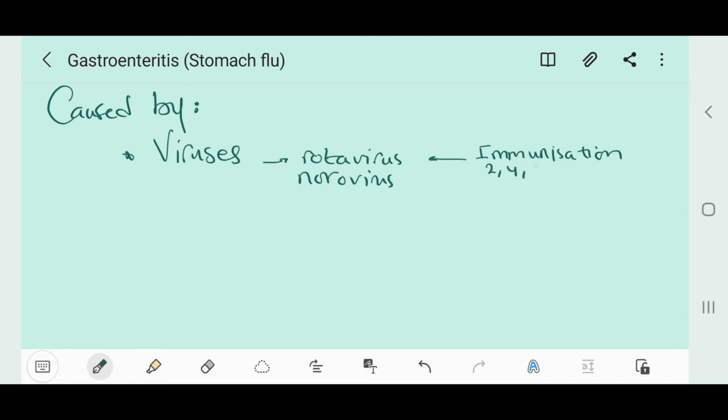Immunization against the rotavirus is available for babies at 2, 4, and 6 months of age. So it's divided into 3 doses. Gastroenteritis can also be caused by bacteria, which is usually on contaminated food and often spread by flies.